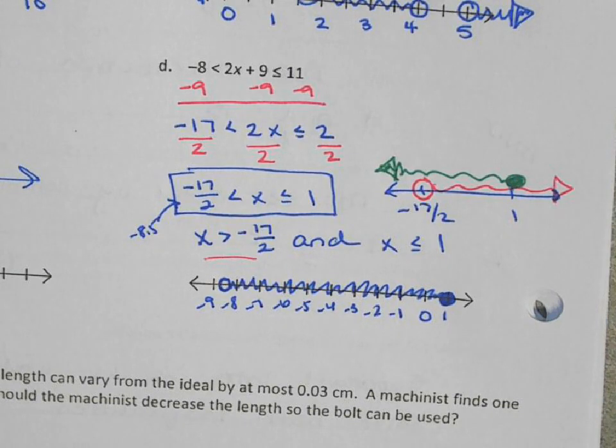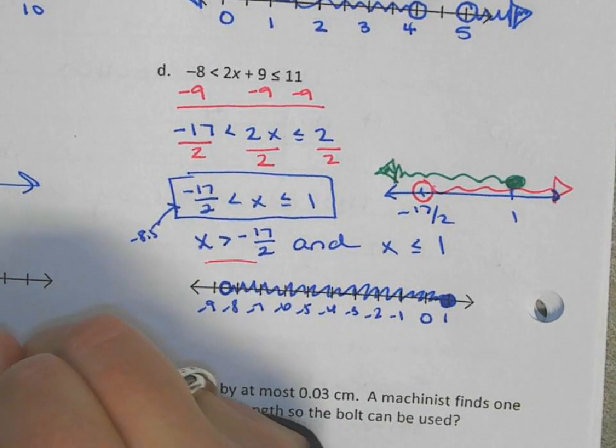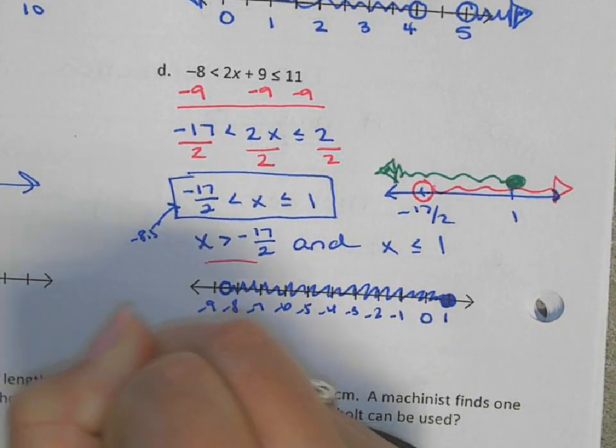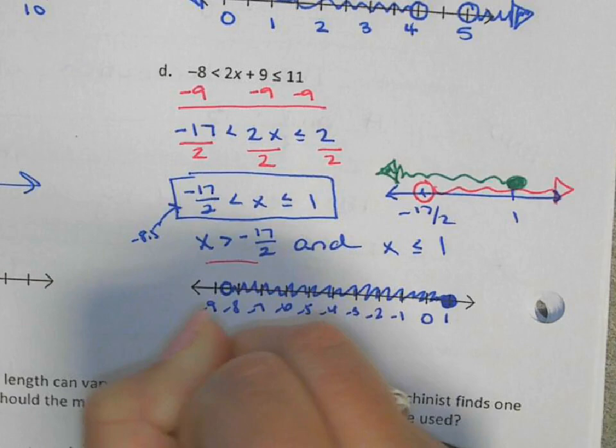All right, so it says real-world problems. The ideal length of a bolt is 13.48 centimeters. The length can vary from the ideal by at most 0.03 centimeters. A machinist finds one bolt that is 13.67 centimeters long. By how much should the machinist decrease the length so the bolt can be used? Okay, first of all, the length of the ideal bolt is in between two values.